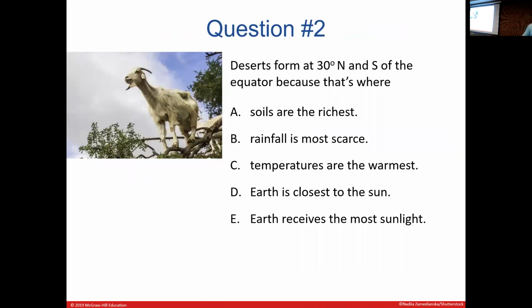Yeah. Let's do another quick review question here. So you've got deserts that form at 30 degrees north and south of the equator. Why is that? Because that's where they are? Makes the most sense. Are the soils the richest? Potentially. We don't know. It's a relatively small planet. What about temperatures? Where are they actually the warmest at? Yeah, equator. So it's not the temperature part. Is the Earth closest to the sun? No. That's the equator, right? Probably Earth receives the most sunlight. Guess what? The equator. So it clearly has more to do with that rainfall being scarce, right? So the answer would be B.